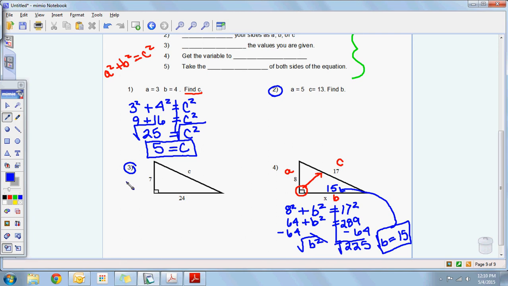All right. I would like you guys to try number 3 first. Okay? You must solve number 3. And then if you're feeling gutsy and you're feeling good, go ahead and try example 2 as well. All right? And check your answers. All right? Good luck.